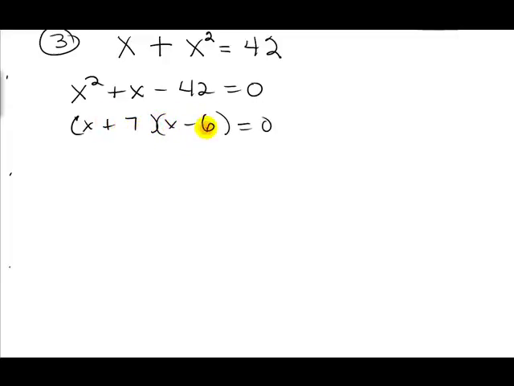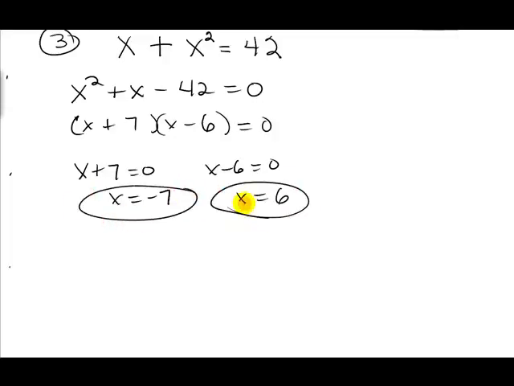We need factors that multiply to give negative 42 and combine to give positive 1. Set the factors equal to 0. And here, because they're asking for the numbers, we will keep both of our answers. Only when we're measuring something, a triangle or a quadrilateral, will we just use the positive number.